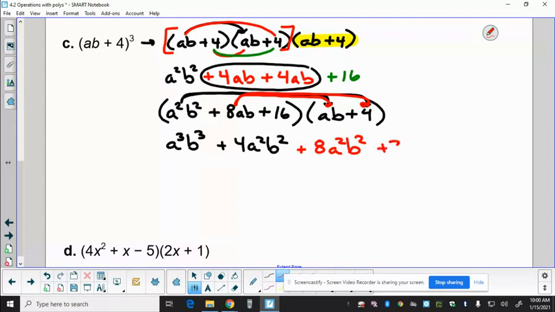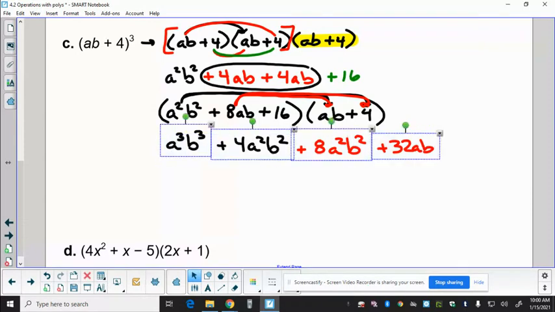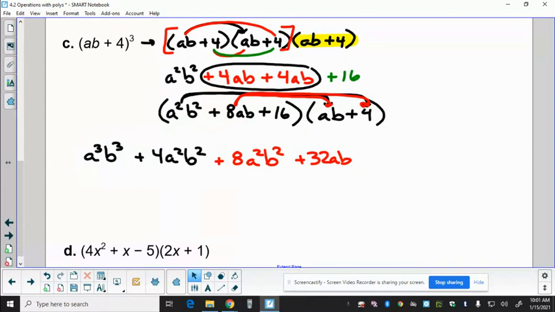Okay? And then finally, there's a lot of ways you can set this up. Let me kind of move these over here. Now I need to multiply the 16. So that'd be 16ab and 16 times 4, right? 64, right? Finally, combine like terms.